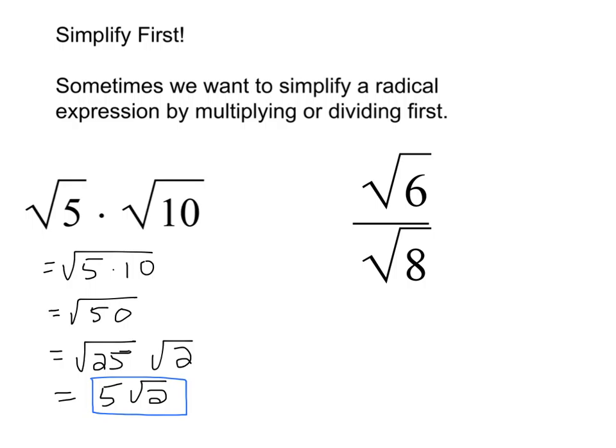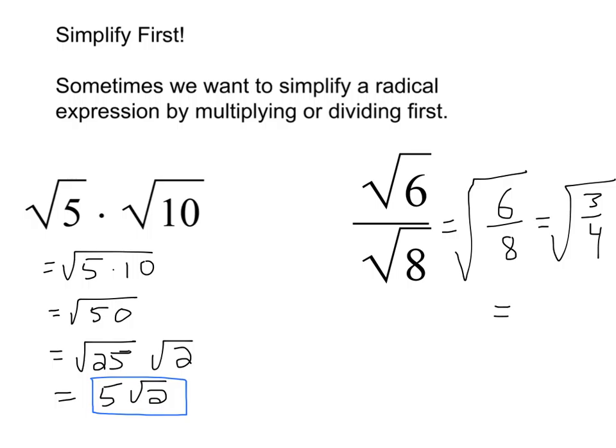Same type of thing for the fraction here. I may actually want to go back and put this in as a square root of one big fraction because 6/8 can be reduced by a factor of 2 to be 3/4. Then I can rewrite that by making it the square root of 3 over the square root of 4, and now my denominator will simplify nicely to just be 2. And so I get the square root of 3 over 2 is my final answer.